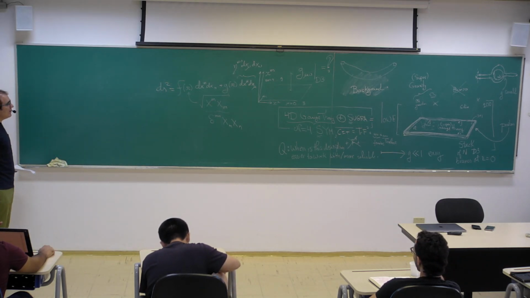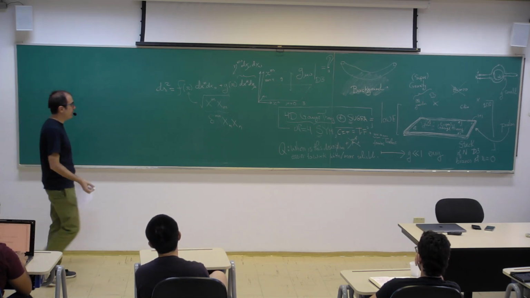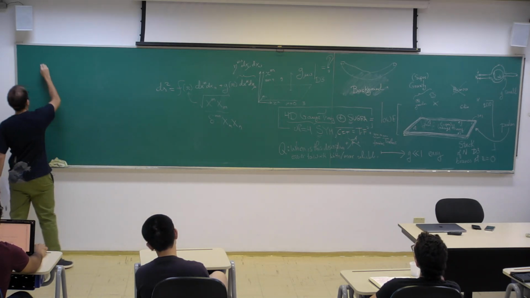Okay, now what are f and g? Well, you just plug it into the Einstein equation and you solve for f and g. So now you just find f and g. And you find the following result. So this is equation 2.2 of the paper.